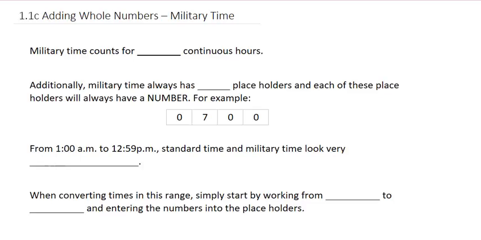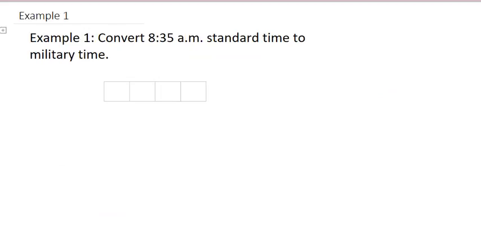From 1 a.m. to 12:59 p.m., standard time and military time look very similar to each other. When converting a standard time in this range to military time, simply start by working from right to left and entering the numbers into placeholders. For example, 8:35 a.m., and let's convert that to military time. So we're going to start on the right-hand side and work ourselves to the left.